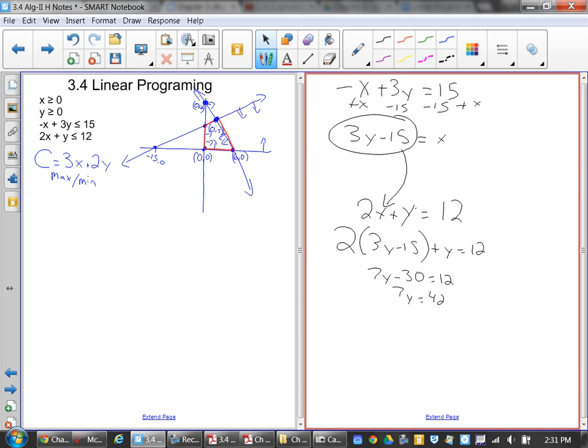Y plus y. Y equals 3. Y equals 7. Oh, okay, try again. Y is 6. You've got to add the y to it. When you take 2 times the quantity 3y plus minus 15, you get to add in the y after 3.